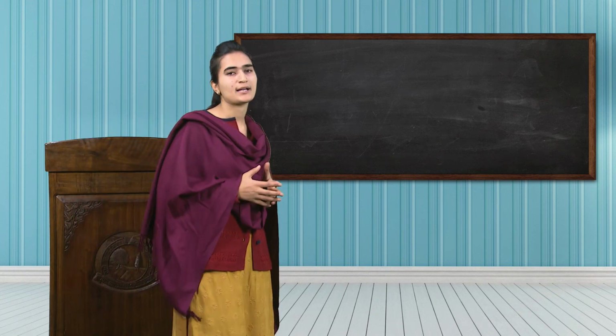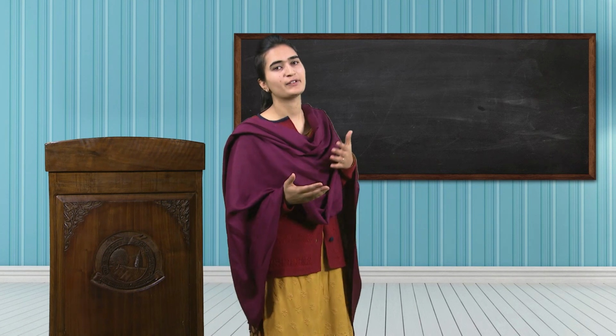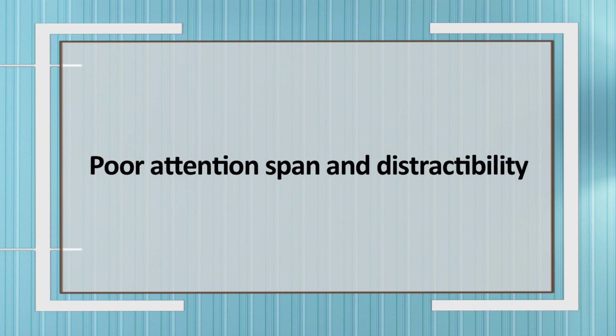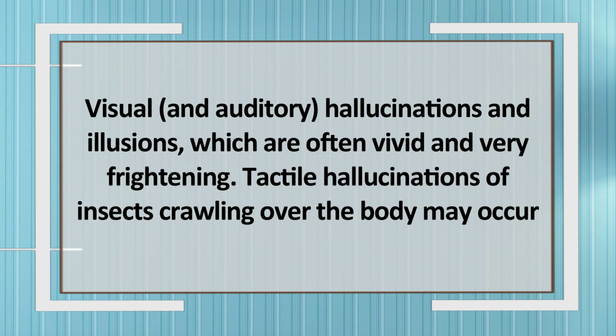The course is short, with recovery occurring within 3 to 7 days. The characteristic features of an acute organic brain syndrome, delirium, are: first, clouding of consciousness with disorientation in time and place. Second, poor attention span and distractibility. Third, visual and auditory hallucinations and illusions, which are often vivid and very frightening.